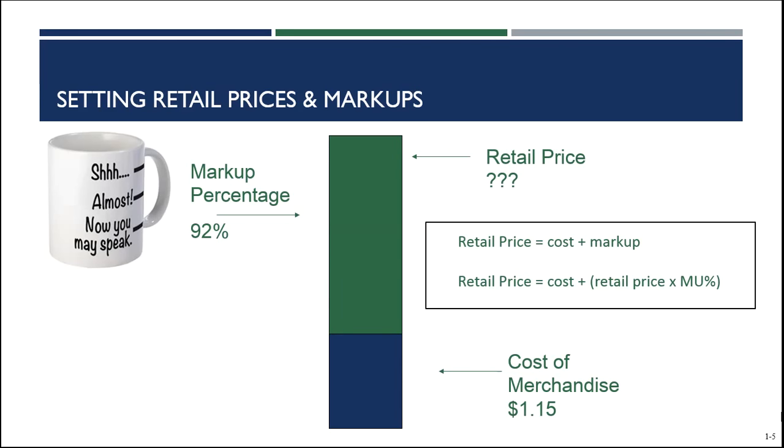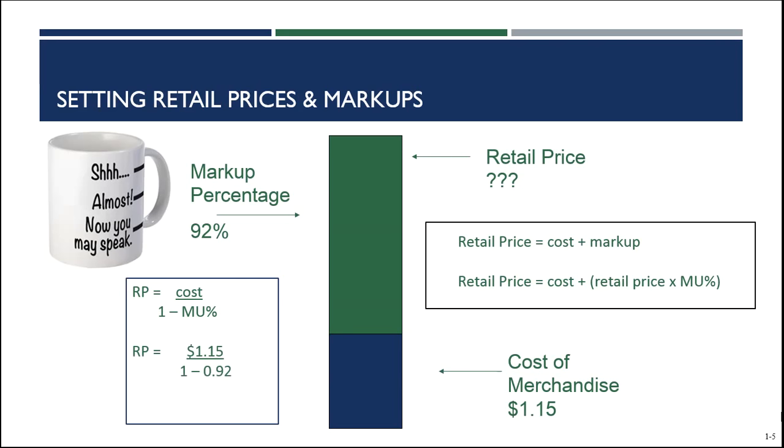So I have the equation up here on the screen for you. The retail price is going to equal the cost of the item plus the retail price divided by the markup percentage. Confused yet? That's all right. Let's simplify it. Retail price equals cost divided by 1 minus the markup percent. So in this example, the equation would look like this. $1.15 divided by 1 minus 0.92. So you can see our cost of $1.15 in the numerator and our markup percentage in the denominator. So if you do that math, you'll find out that the retail price should be $14.39.